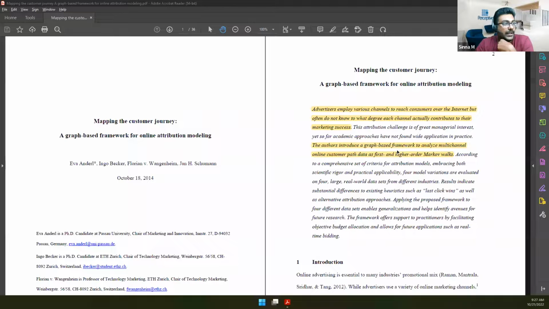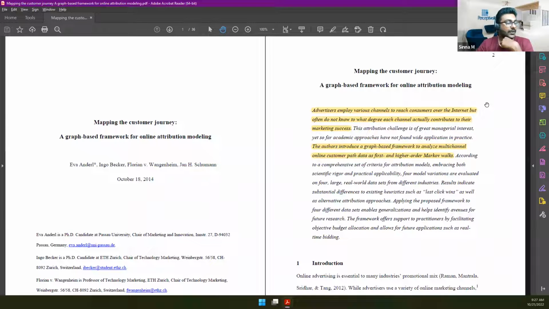Today we'll be looking at one of the attribution models, using higher order Markov chains. Typically Markov chains are graph-based frameworks. When you go from one state to another, that depends on the previous state you were in. So the chance of an event happening at a specific node depends on the previous node. That is what, in general, a simple Markov chain is about.